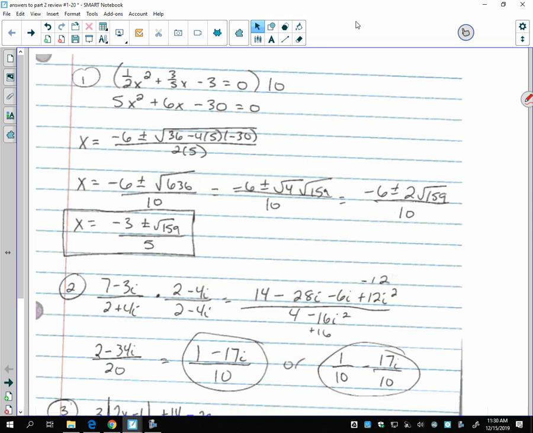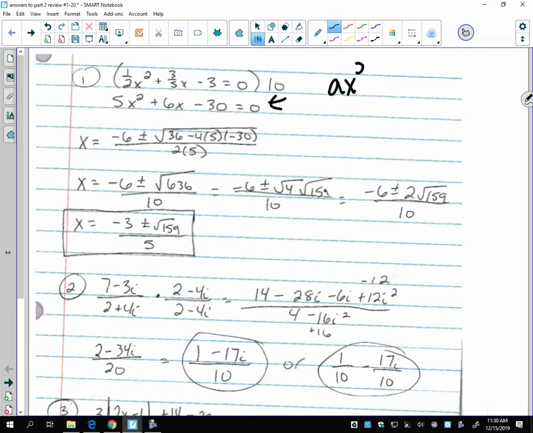So number one, I gave you the advice to get rid of the fractions first. You don't have to do this, but you have to simplify at the end. You can't leave a fraction in a fraction. So my advice is multiply by the common denominator here. Between 2 and 5, the common denominator was 10. So this is what I use my quadratic formula for.